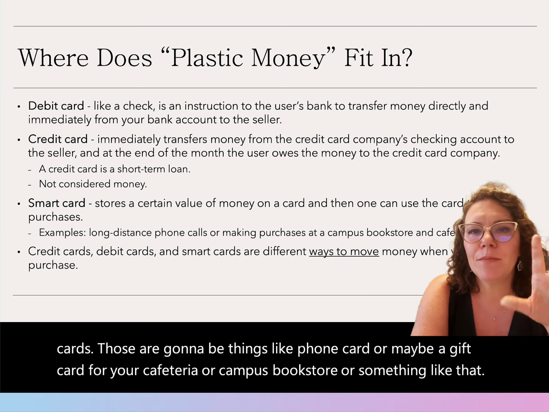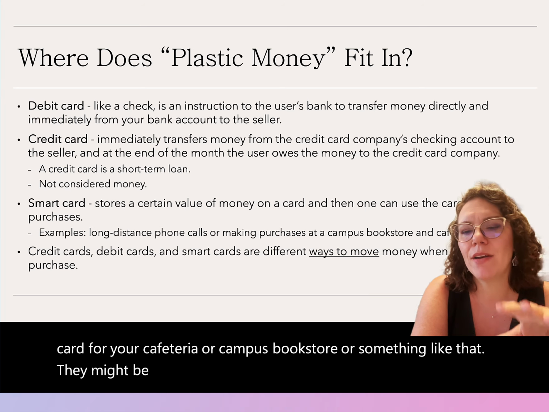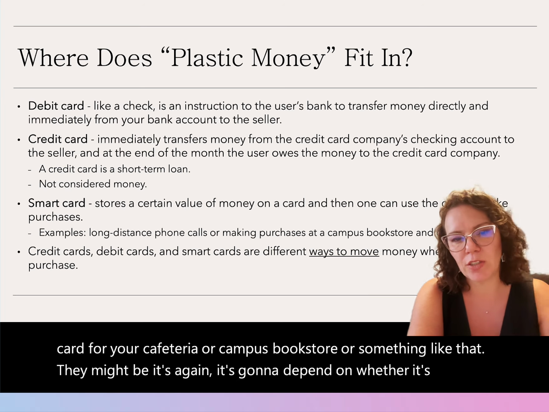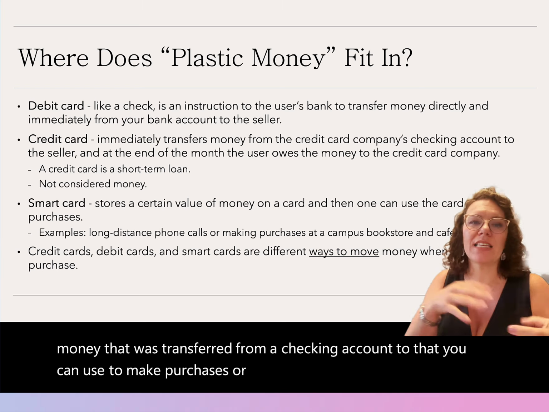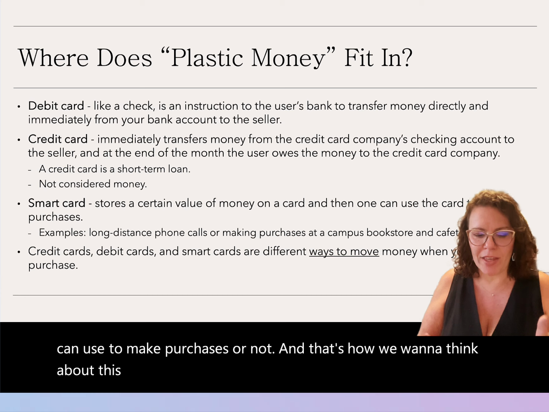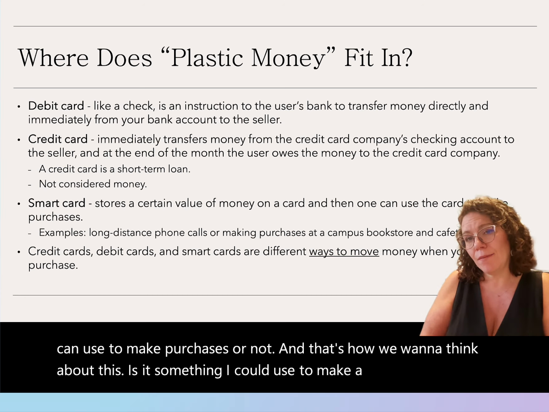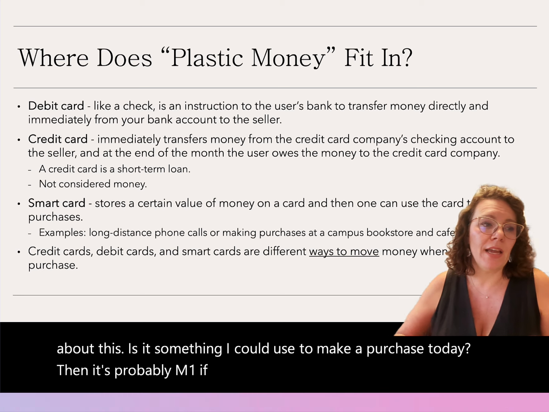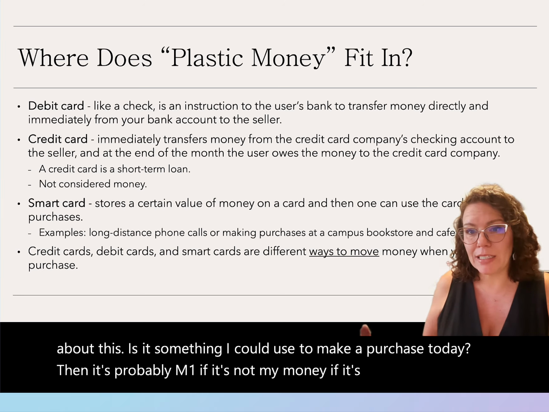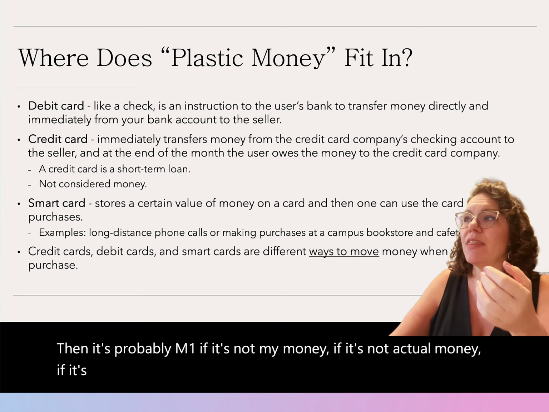They might be, it's going to depend on whether it's new money that was transferred from a checking account to something that you can use to make purchases or not. And that's how we want to think about this: is it something I could use to make a purchase today? Then it's probably M1. If it's not my money, if it's not actual money, if it's promised money, then that's not going to count.